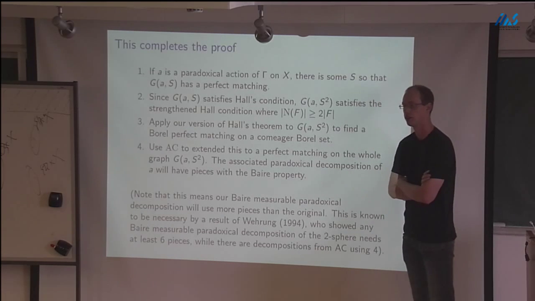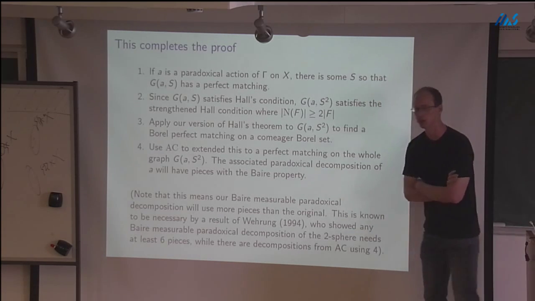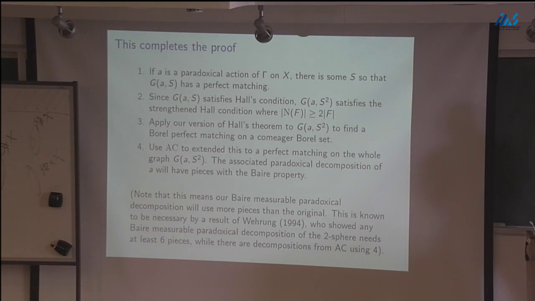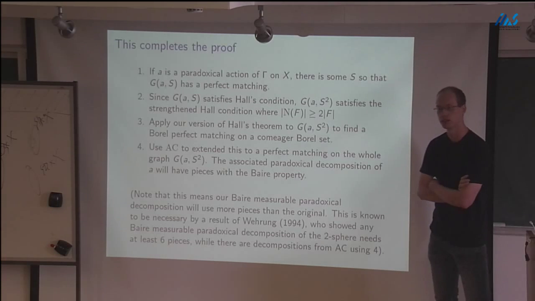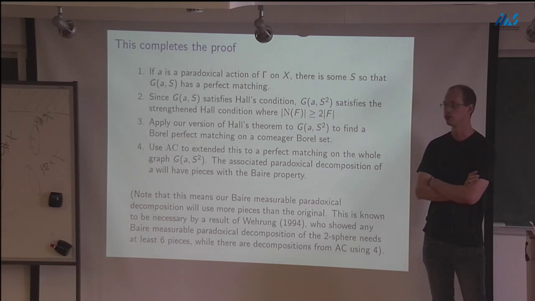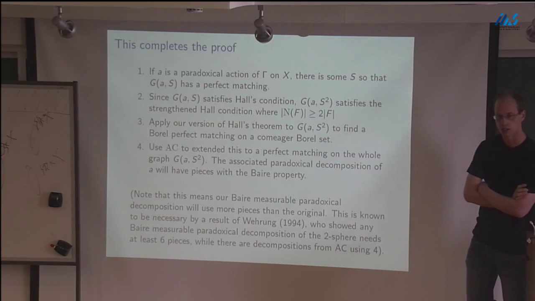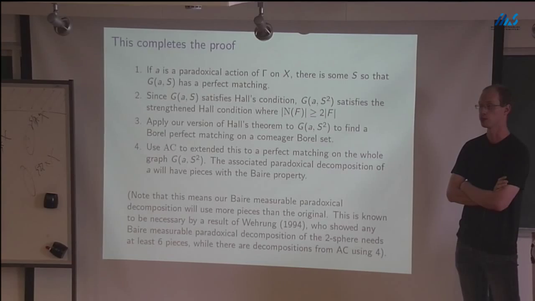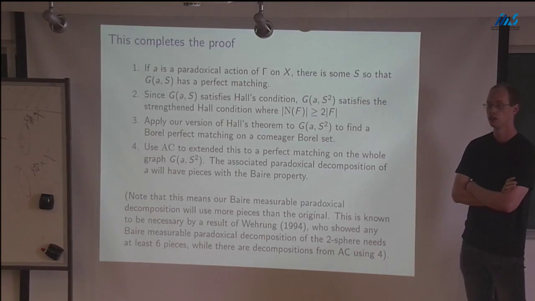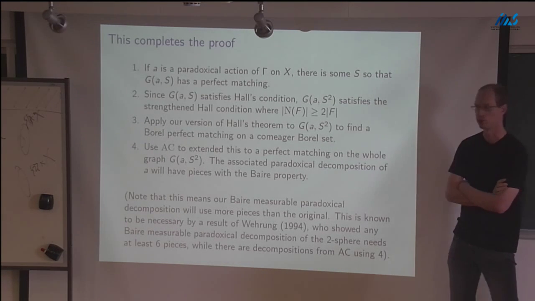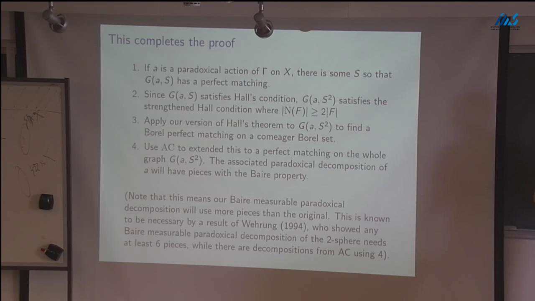Yeah, that's right. For us, we're squaring the number of pieces. There's something called the Tarski number of an action. It's the smallest number of pieces that are required to do a paradoxical decomposition. It's only recently known that, say, the Tarski numbers of groups can be arbitrarily large. You could ask about Baire measurable Tarski numbers. In general, they have to be larger, but I don't know anything about what's optimal there.